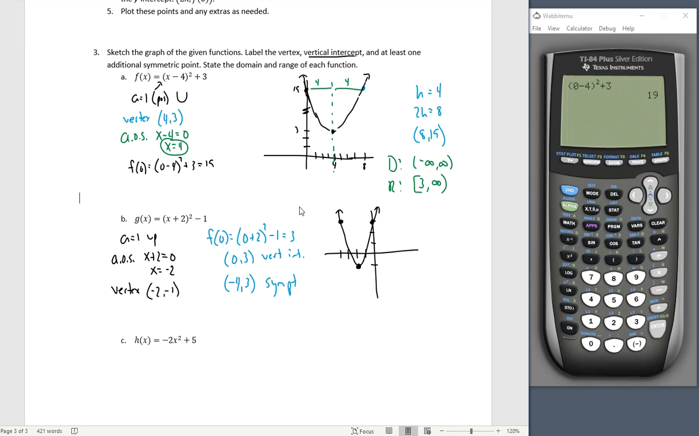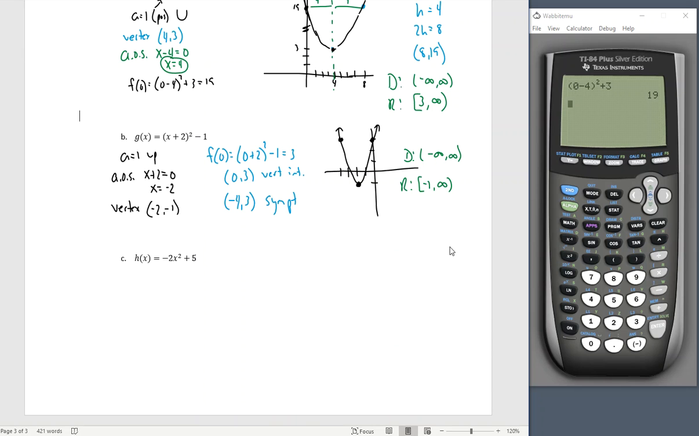And keep in mind, the domain for every quadratic function is all real numbers. Those are sloppy looking infinities. The range, since this graph opens up, it's going to start with the -1 from the vertex and continue upward.